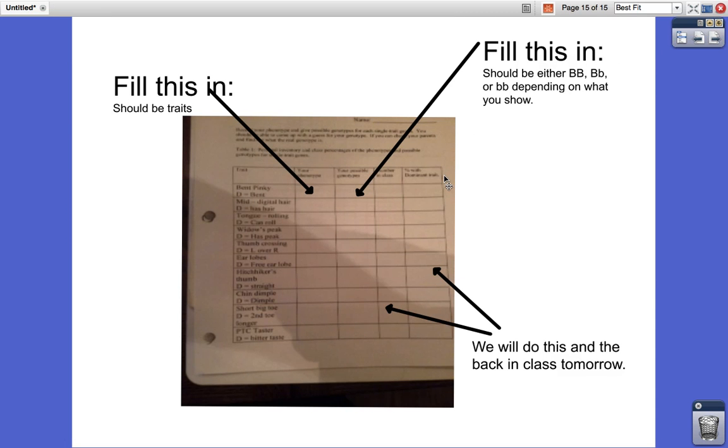On your assignment sheet, these are the things you should be able to fill in. These two columns. Phenotype. Just write down what trait you are. Under genotype, use the letter B and decide, are you dominant or are you recessive? Just fill in the first two columns. These two columns we will do tomorrow in class.